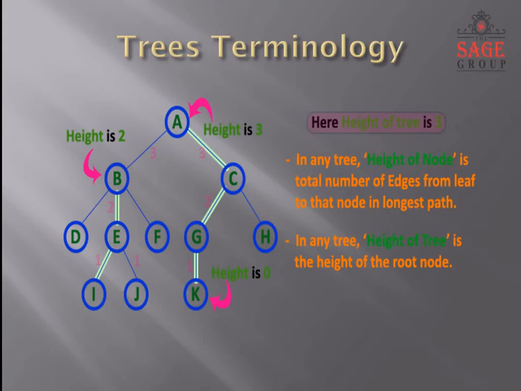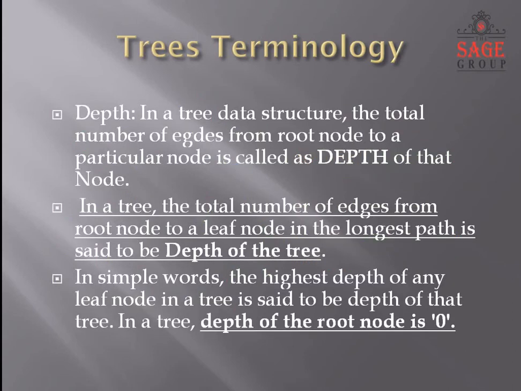Now, the root of this tree is A, and the height of A, as you can see in the diagram by the highlighted arrows or edges, is 3. So, A is at height 3, and we say that the height of the tree is 3 because the root is at 3. Similarly, let us come to the depth. In a tree data structure, the total number of edges from the root node to a particular node is known as the depth of that node, and the depth of the tree is the total number of edges from the root node to any leaf node in the longest path.